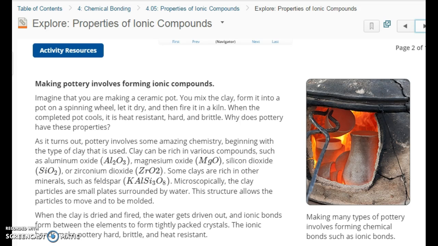When the clay is dry and fired, the water gets driven out, and ionic bonds form between the elements to form tightly packed crystals. The ionic bonds make pottery hard, but brittle, and heat resistant. So they're not going to melt when you put them in fire. And they're very hard, but yet they can still break, which is that brittleness.